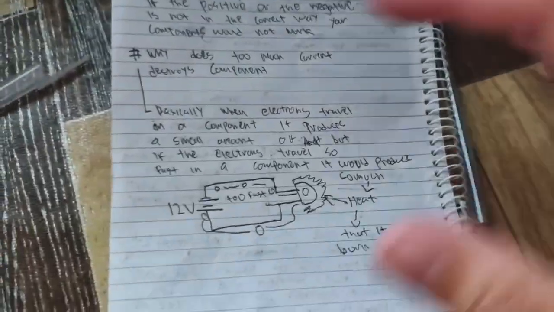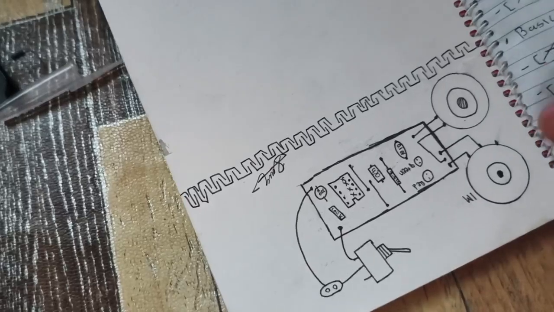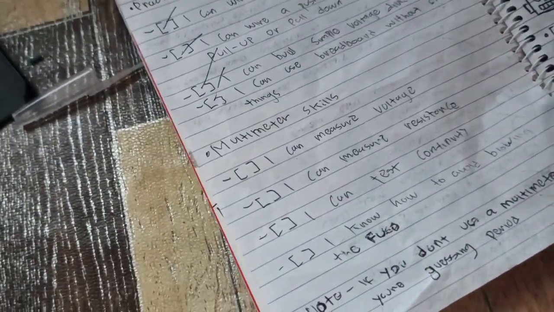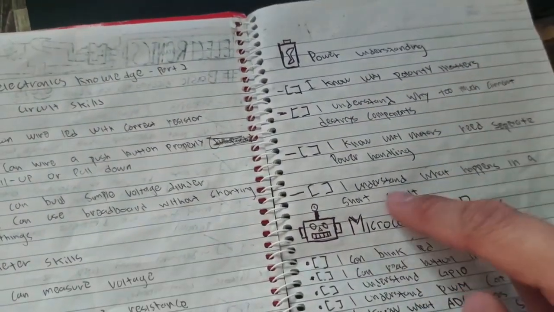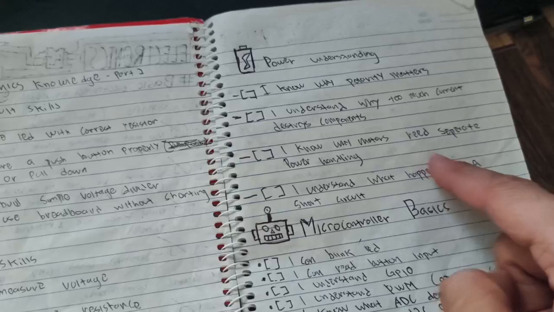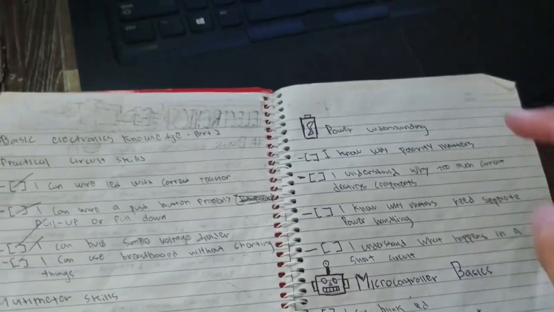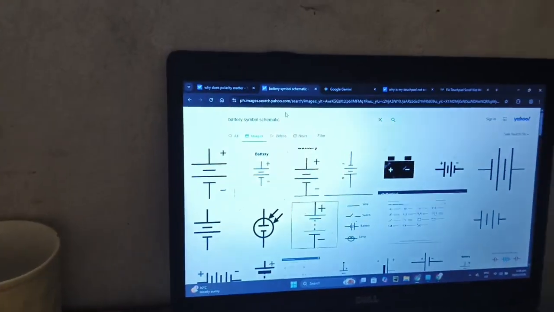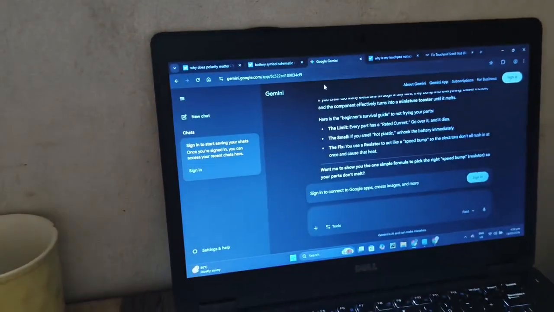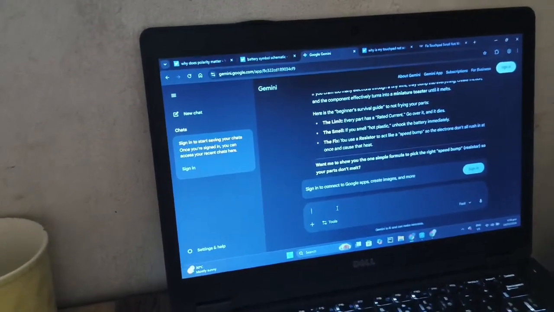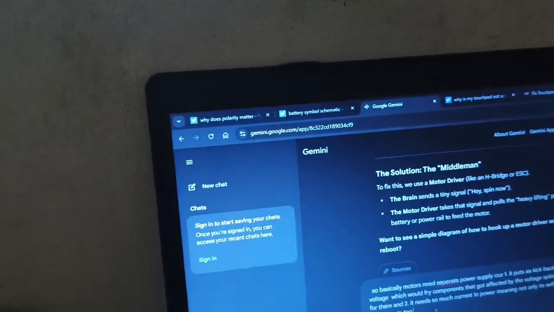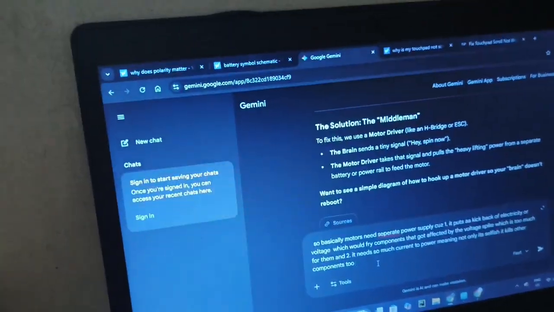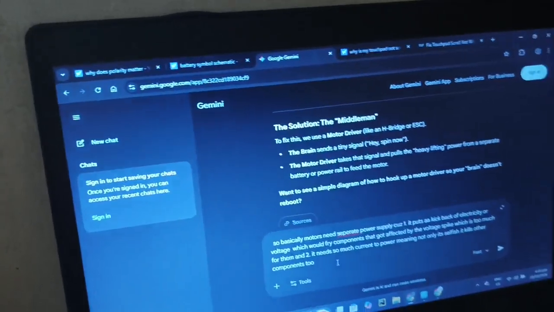Oh, and what's next? Okay, what's next is, I know why motors need separate power handling. Wait, let's ask Gemini.